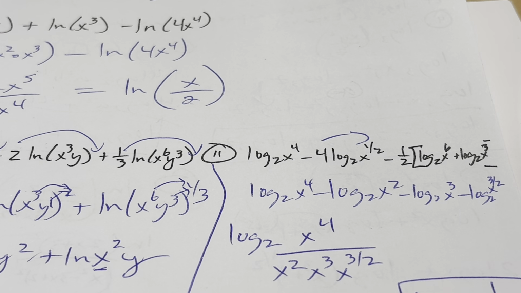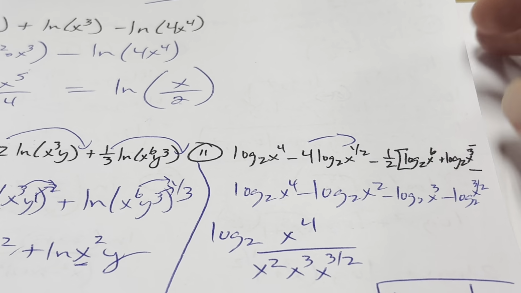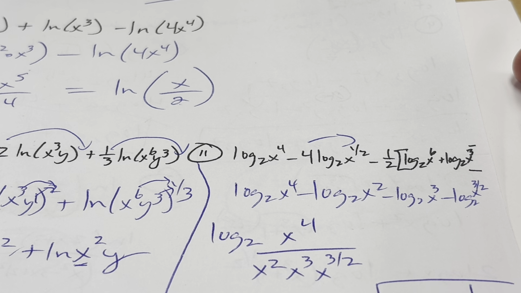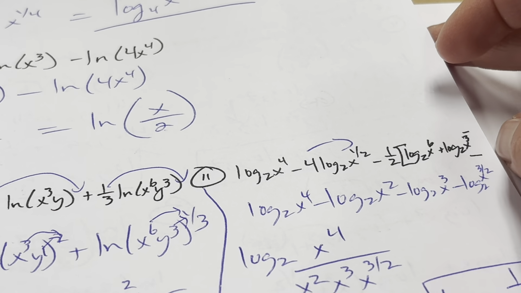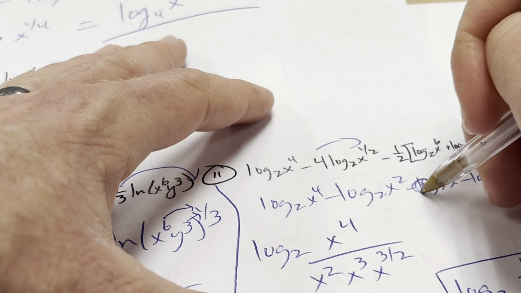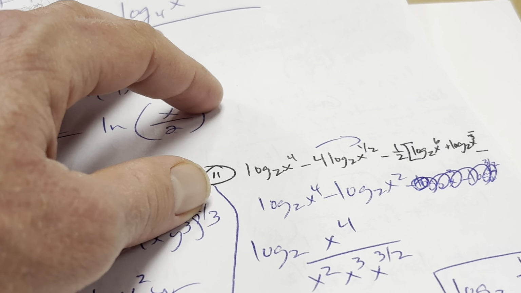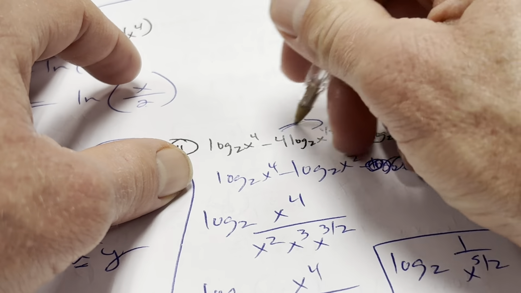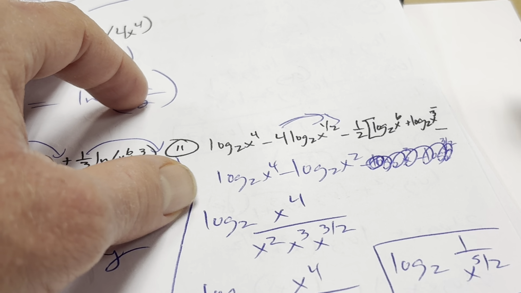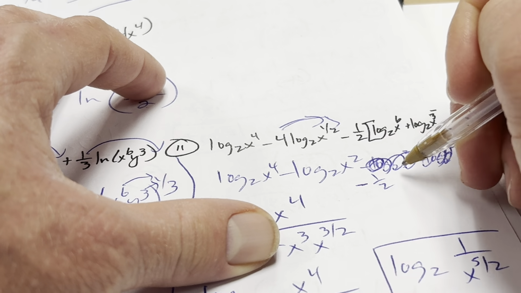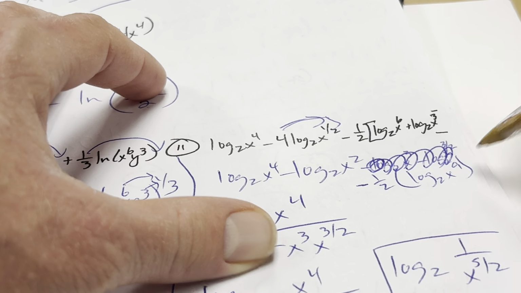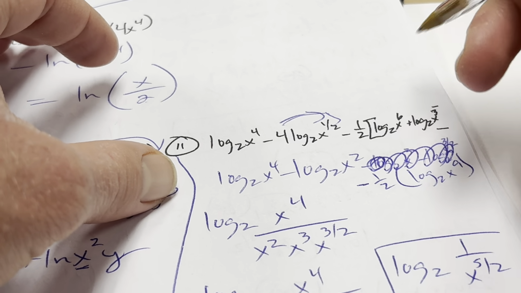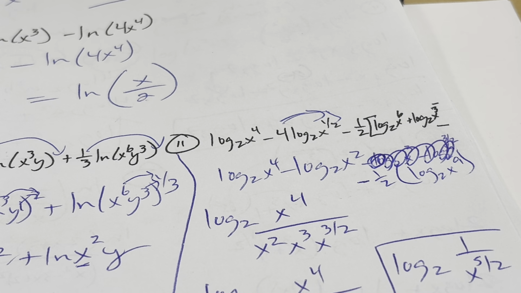Let's go. All right, number 11. A lot going on in 11, so let's be careful. First off, I'm going to raise this: 4 times 1/2 is 2. I'm going to leave the minus 1/2 on the outside, and I'm going to combine, because I have addition, so it's going to be log base 2 of x to the 9th. Log base 2 of x to the 9th on that one.